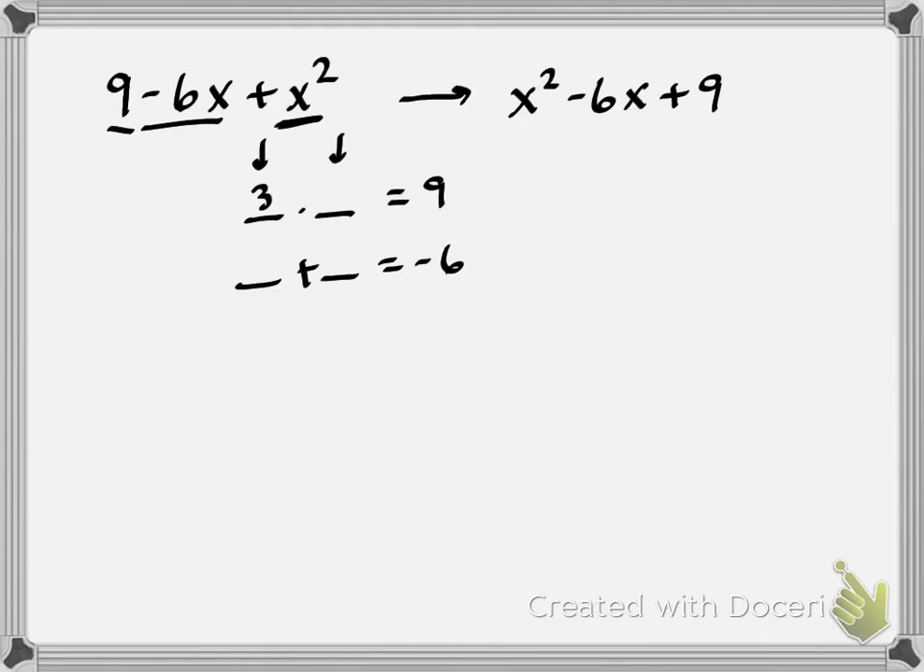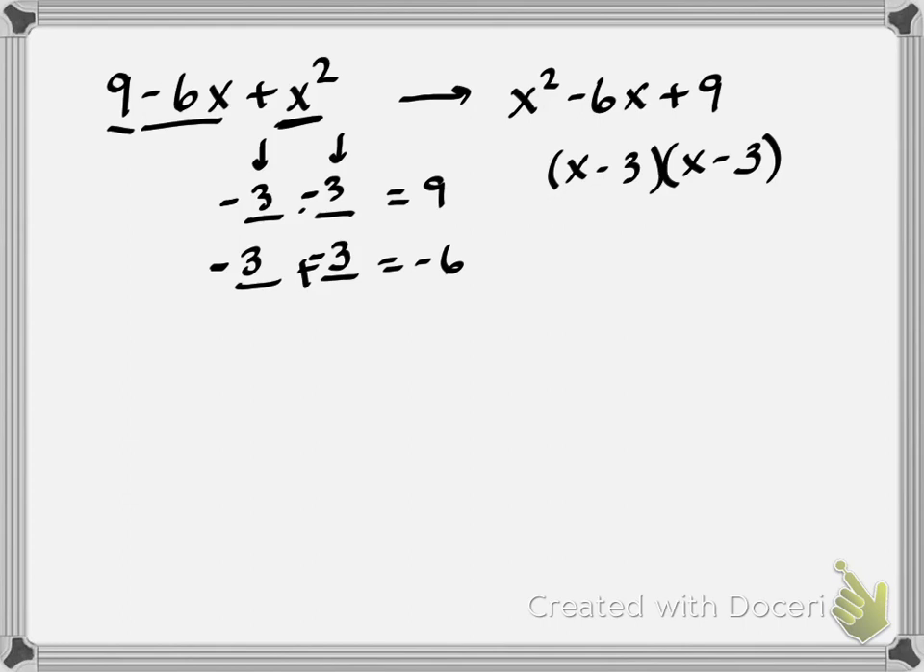You might think 3 and 3, because 3 and 3 multiply to 9. However, when you come down here to add them, 3 plus 3 is positive 6, and we need a negative 6. Remember that this also is true. Negative 3 times negative 3 is positive 9. And then when I go put the negatives down here, negative 3 plus negative 3 is negative 6. And so what we have here is x minus 3 and x minus 3.